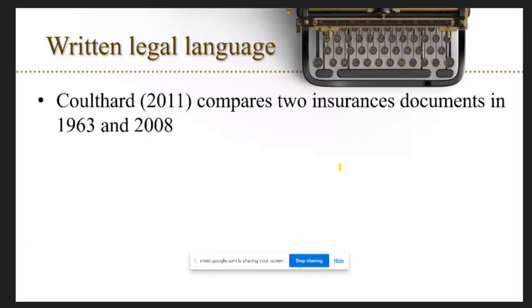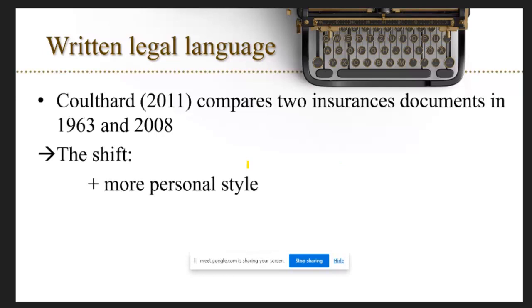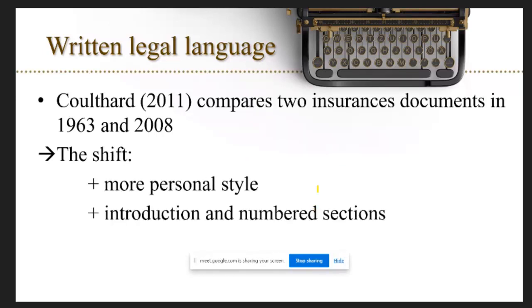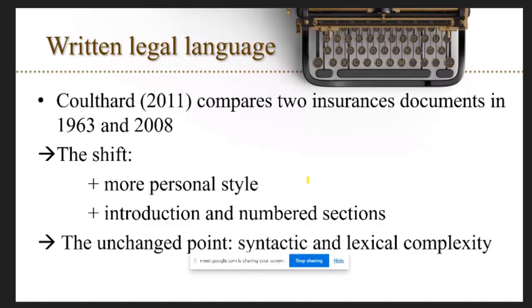So Cohort in 2011 compared insurance documents from 1963 and 2008, and he concluded that there is a significant shift in the documents as they become more personal in style, and they include introductions and numbered sections to provide an overview for the reader. However, there are some unchanged points, such as syntactic and lexical complexity, because legalese must be accurate and precise, so we cannot over-simplify it.